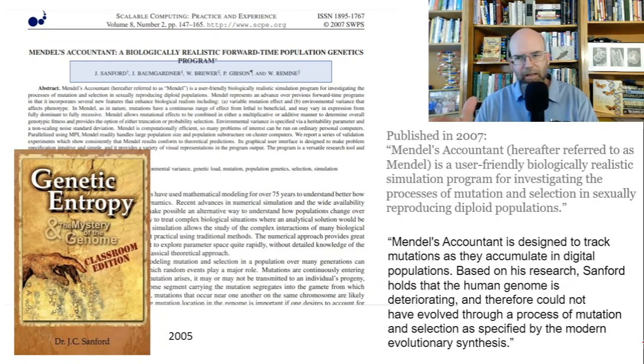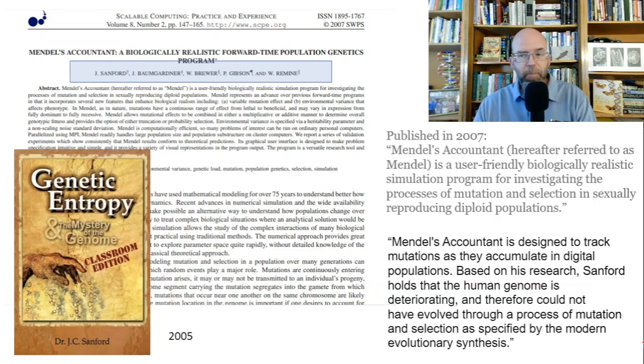Now, from Wikipedia, I thought this was a useful description as well. Mendel's Accountant is designed to track mutations as they accumulate in digital populations. Right, they're going to create a digital population, give it some rules that hopefully represent realistic rules of how heredity works, and also rules for mutations happening to that hereditary material. And so the randomness of that, the frequency of those particular mutations, the types of mutations that occur, and then the selective advantage or disadvantage of that mutation, or whether they're neutral, assigning those different kinds of parameters.